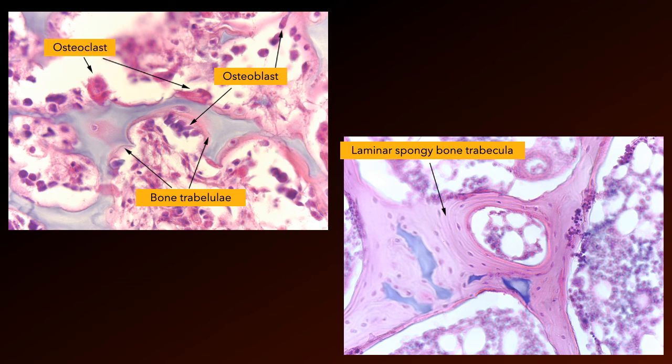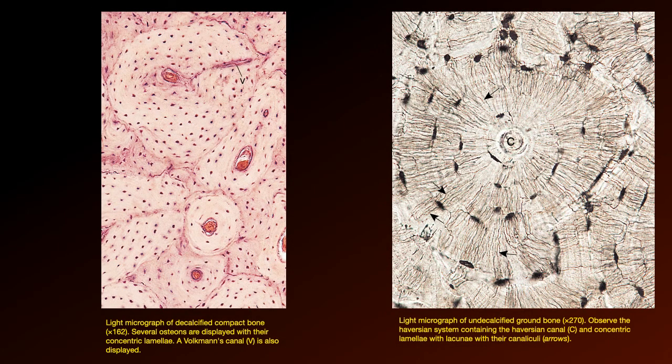In the right image, we have a laminar trabecula of a spongy bone. You can see this trabecula has, around the big hole in the center, that pattern of lamella, but it's not an osteon. And here you have several osteons in compact bone with the central blood vessel, and on the right you have a magnified picture of an osteon showing all the lamella, the osteocytes, and you can see very clearly all the canaliculi and the central Haversian canal.